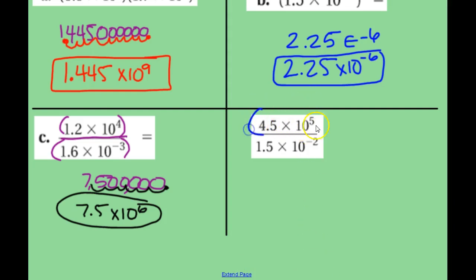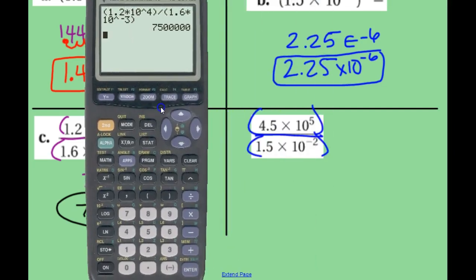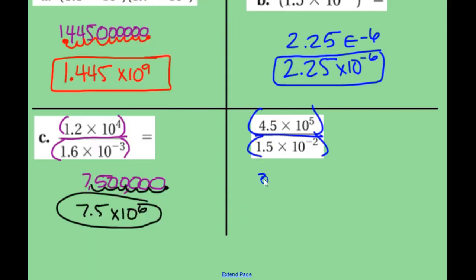And then the second part, same thing. Put this in parentheses and divide it by this piece. So we have 4.5 times 10 to the power of 5 divided by 1.5 times 10 to the power of negative 2. We have 1, 2, 3, 4, 5, 6, 7 zeros. And I'm going to, 3 is between 1 and 10. I'm going to multiply by 10, 1, 2, 3, 4, 5, 6, 7 times.